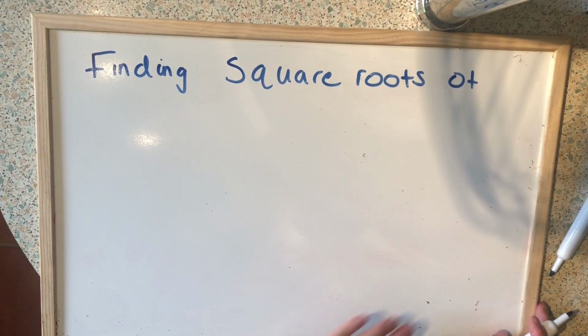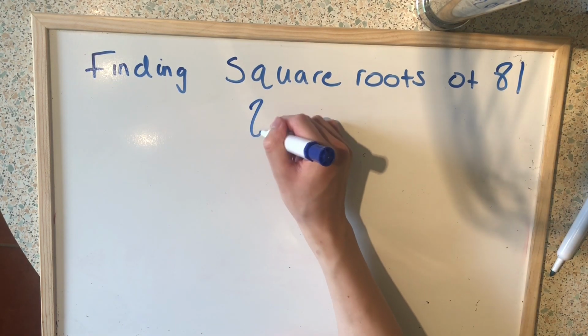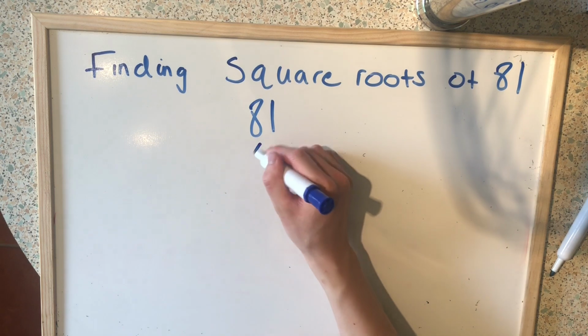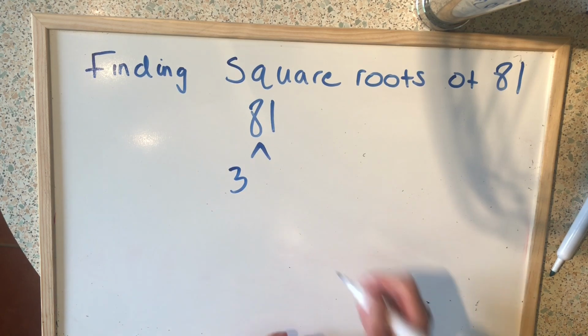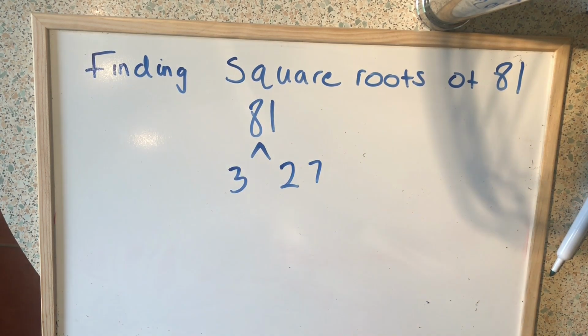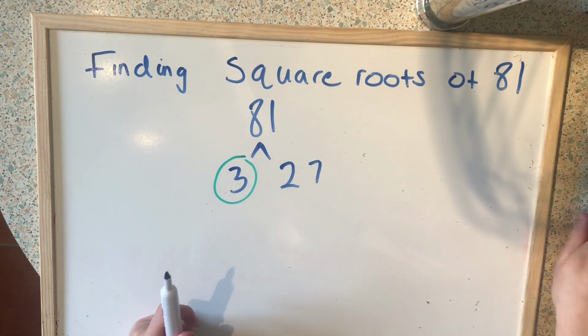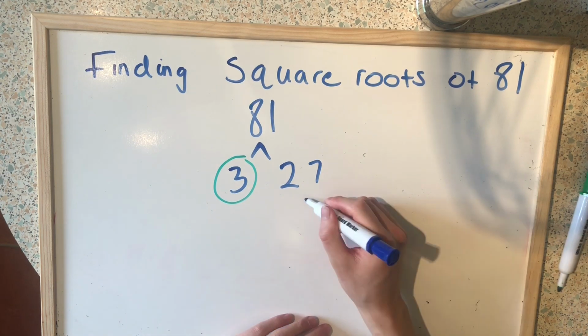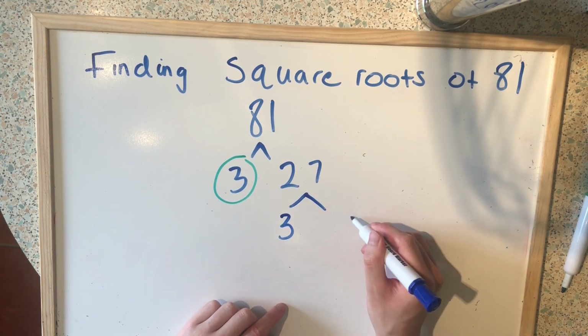Finding square roots of, say, let's do 81. So 81, we know we can have 3, and we've got 27. So 3 times 27 is 81. Well, 3 is prime. 27 isn't prime. So we can say we can have 3 times 9.